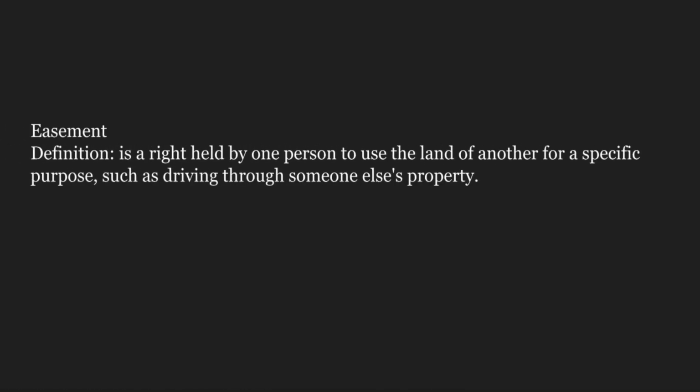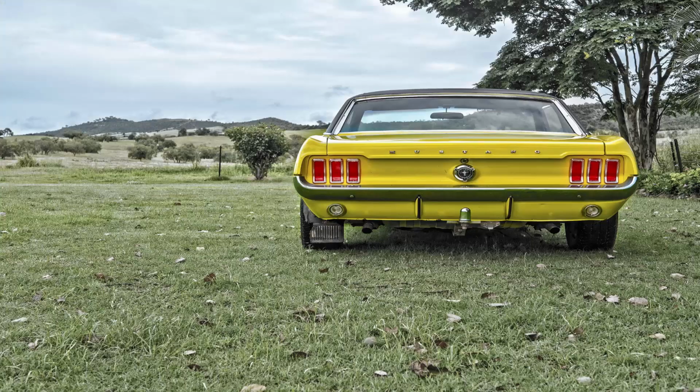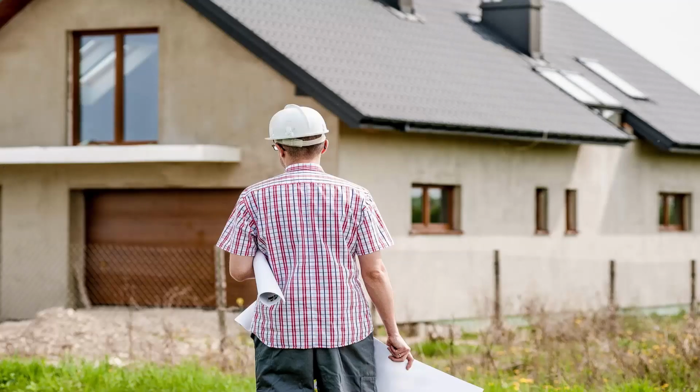An easement is a right held by one person to use the land of another for a specific purpose, such as driving through someone else's property. Now, it's important to note easements usually are for a specific purpose. For example, as we mentioned earlier, your new potential neighbor may have the right to drive through your property, but does not have the right to build something on your property or use it for other purposes.